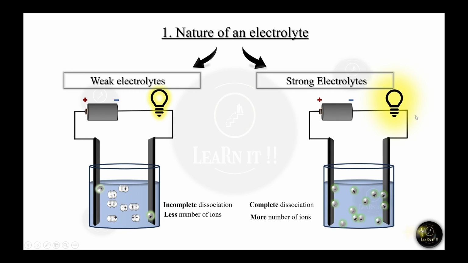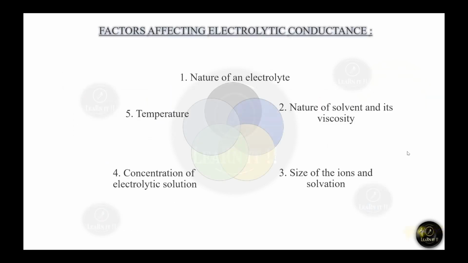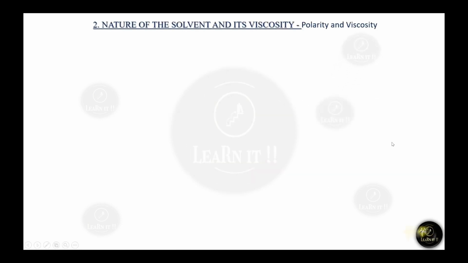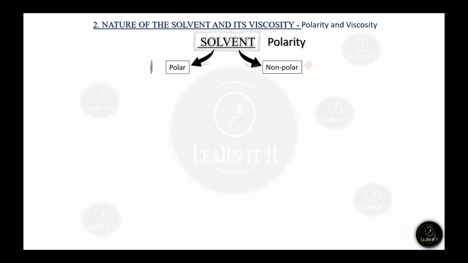That's why the bulb in the strong electrolyte glows with more intensity. So the second factor is the nature of the solvent and its viscosity. So we are talking about the solvent in which the substance is dissolved. We are going to look at the polarity of a solvent. There are two types of solvents. The first one is polar, the second one is non-polar.